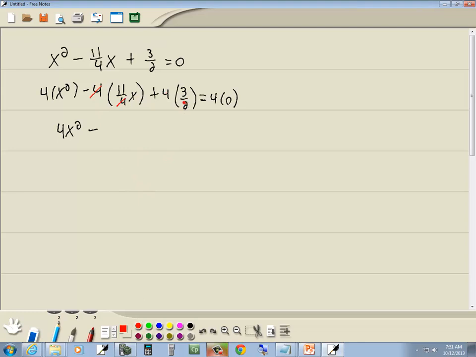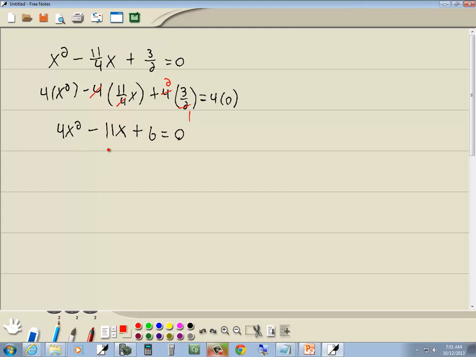Now 2 and 4 here are both divisible by 2. 2 divided by 2 is 1. 4 divided by 2 is 2. So that gives us 11x there, plus 2 times 3 is 6, and 4 times 0 is 0.